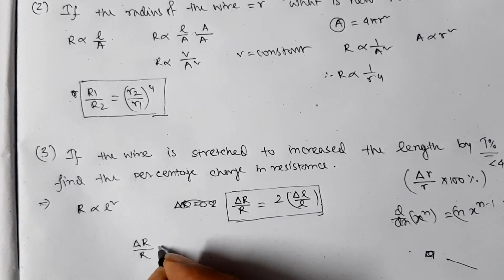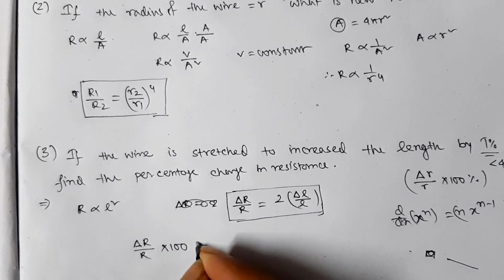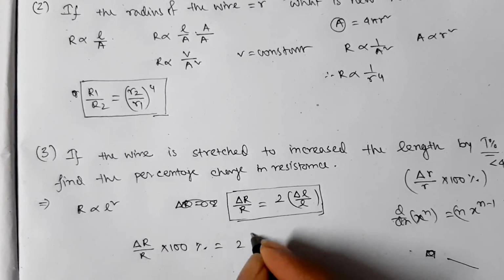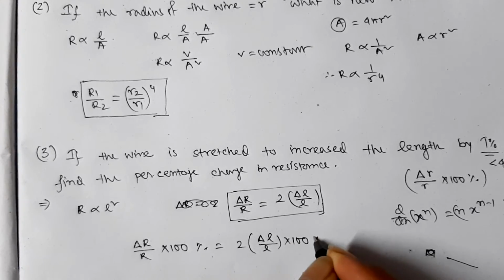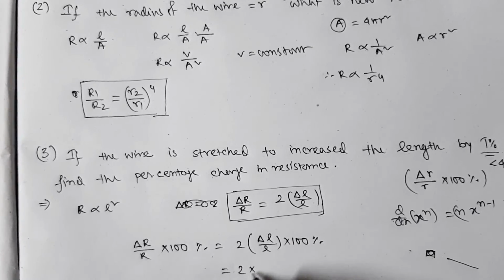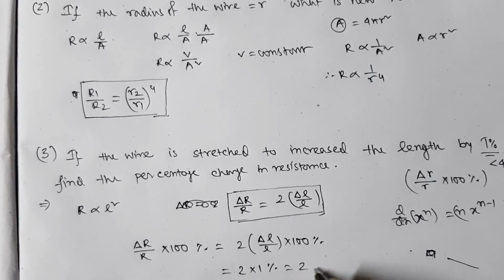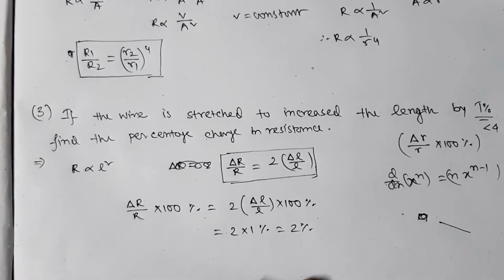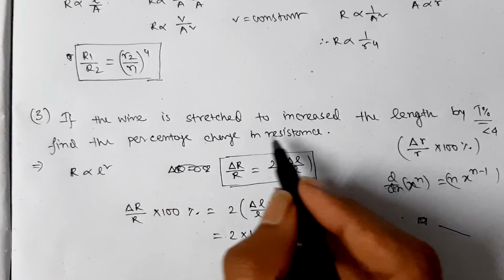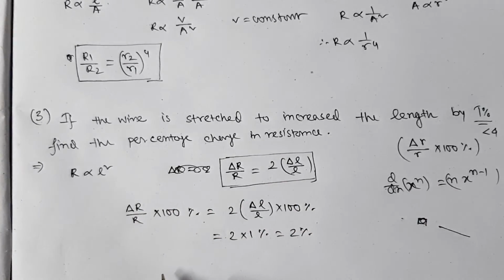So many students do this the wrong way. Delta R by R into 100% is equal to 2 into delta L by L into 100, equal to 2 into 1%, so 2%. So the resistance will increase by 2%. So if the wire is stretched to increase the length by 1%, then the resistance will increase by 2%.